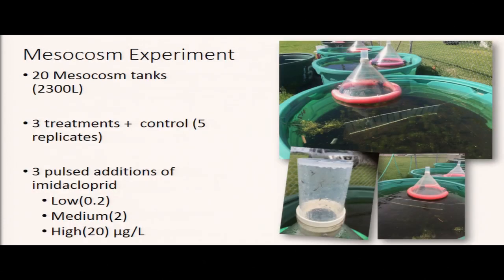And so, to investigate this, I set up a series of mesocosm experiments where we looked at the impacts of imidacloprid on the overall emergence of these chironomid species. We based our concentrations off of a review paper done by Morrissey et al. that indicated that low dose or acute concentrations of 0.2 micrograms per liter have the potential to impact sensitive species. And so we set our concentrations based off of that and did a magnitude of 10 in our medium and high doses.